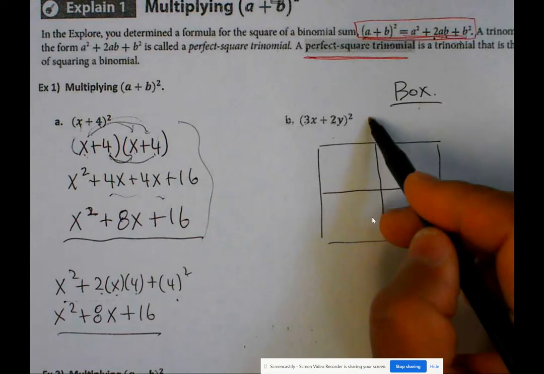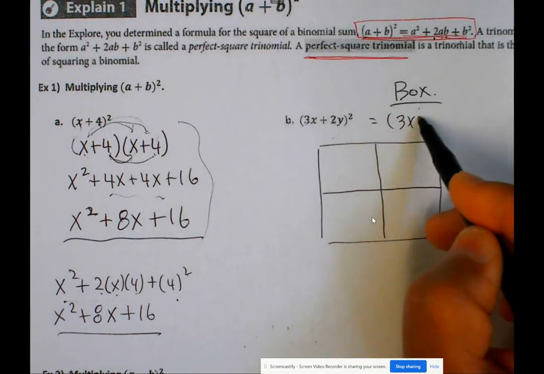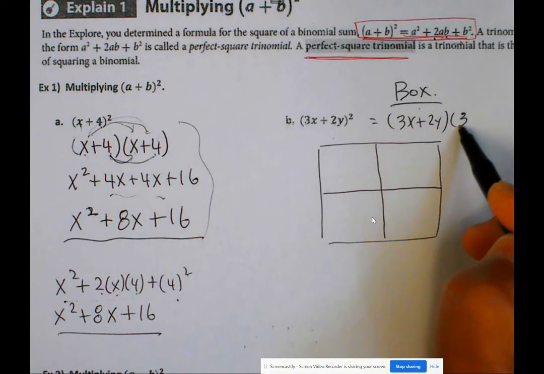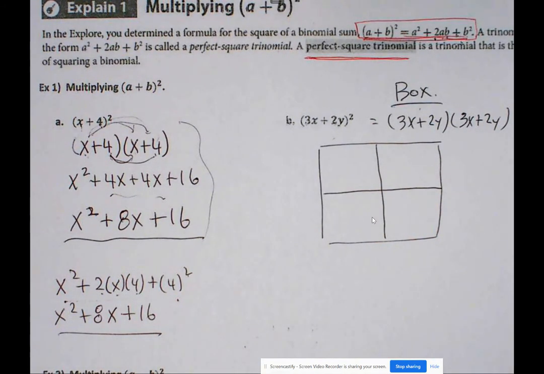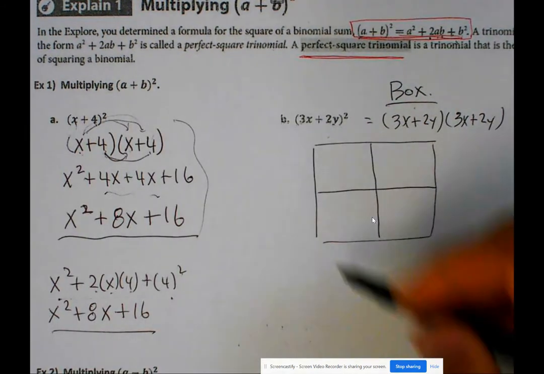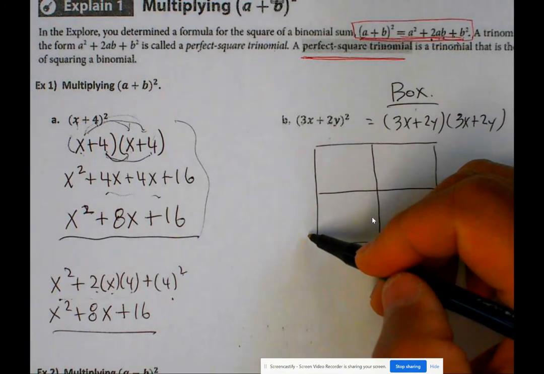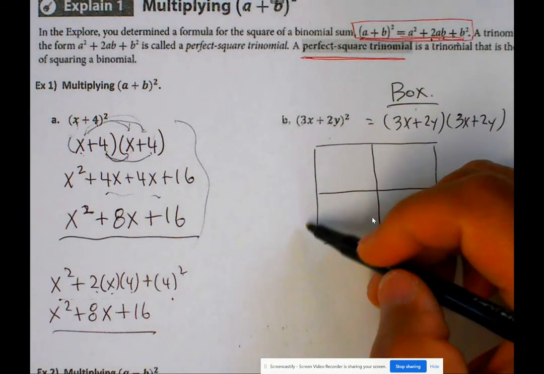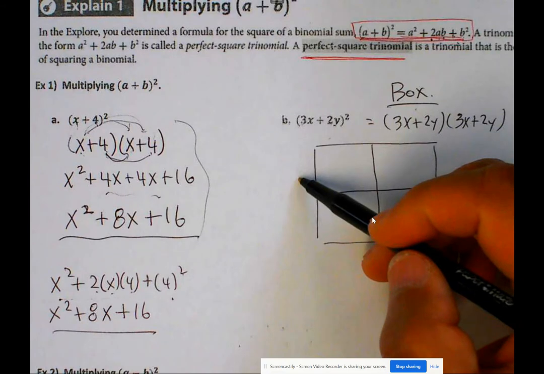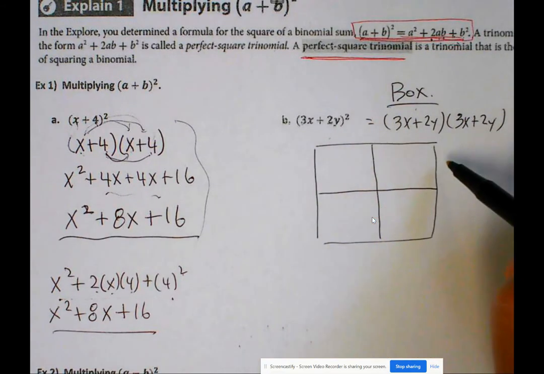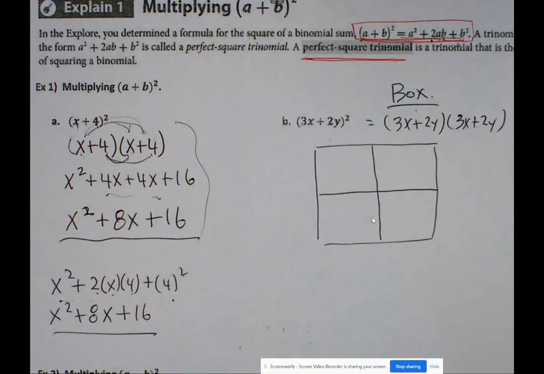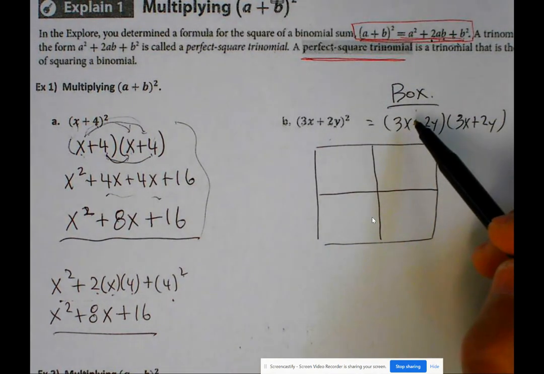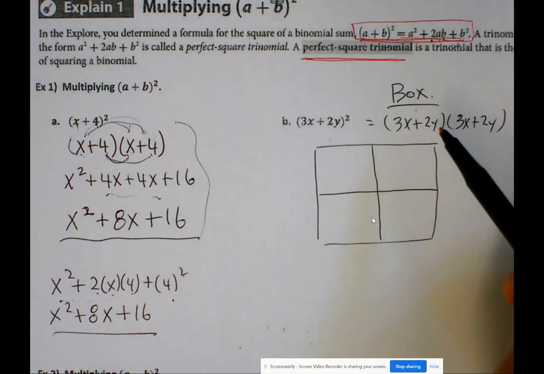Okay, this means that we have 3x plus 2y, 3x plus 2y. Again, the order really doesn't matter. Now, some of you guys feel more comfortable putting it on the left side and the right side, or top or bottom. It is totally up to you. Okay, as long as you are consistent. Okay, remember we did that exercise with Delta Math.